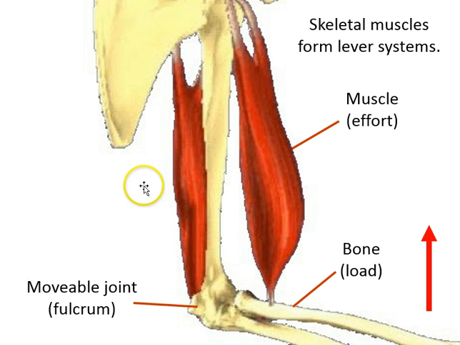It's showing you the arm here. The bones carry the load. Here, for example, we have the radius. Movement is possible because we have a movable joint involved in the system. This is a synovial joint, a hinge joint at the elbow. The muscle here, which is the Biceps Brachii, provides the effort to move the load.